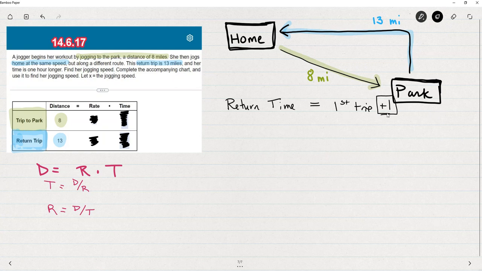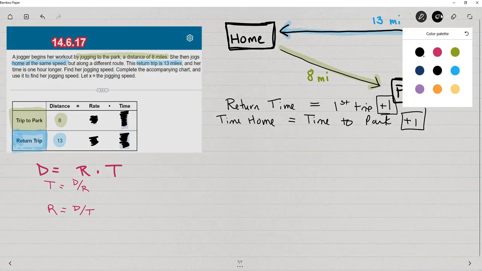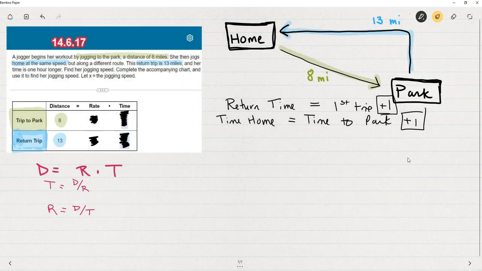So the first trip, the rate, or I'm sorry, not the rate, the time that it takes to go to the park. So maybe we could say return time, time to get home. The time home is going to be the time to the park plus 1. Hopefully one of those two ways of saying this makes sense to you. But of course, when we look at it, it's the same rate for both, and it's a longer route, so of course that return trip has to take longer.